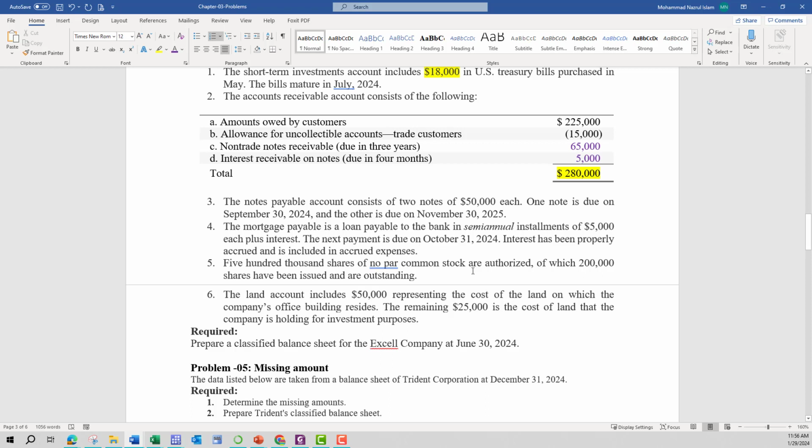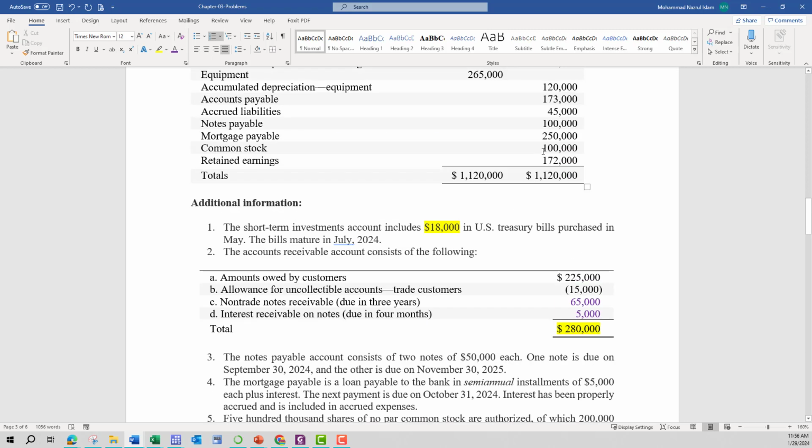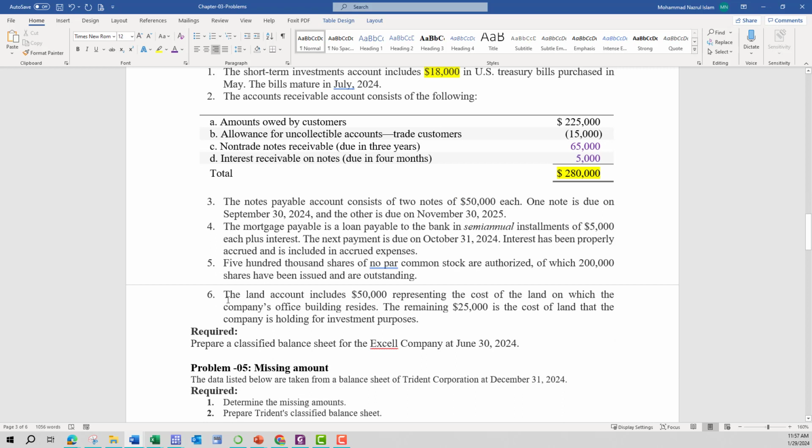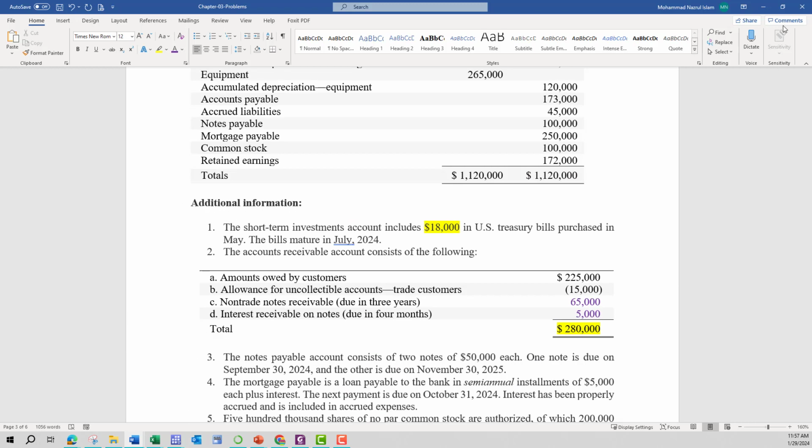The 500,000 of shares is not so important because the amount is already given, meaning this $100,000 amount of common stock. And this one is important. See that the land account includes 50,000, representing the cost of the land on which the company's office building resides, and the remaining 25,000 is the cost of the land held for sale. We need to prepare the classified balance sheet of the Excel company on June 30, 2024.